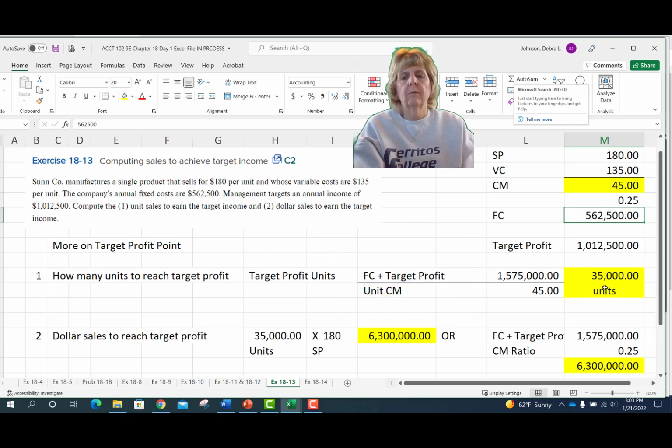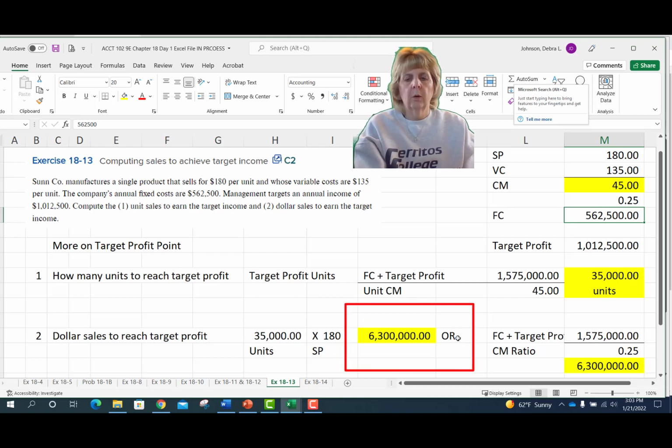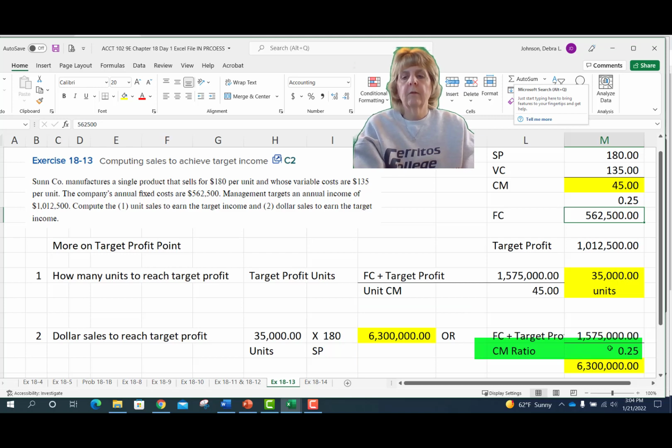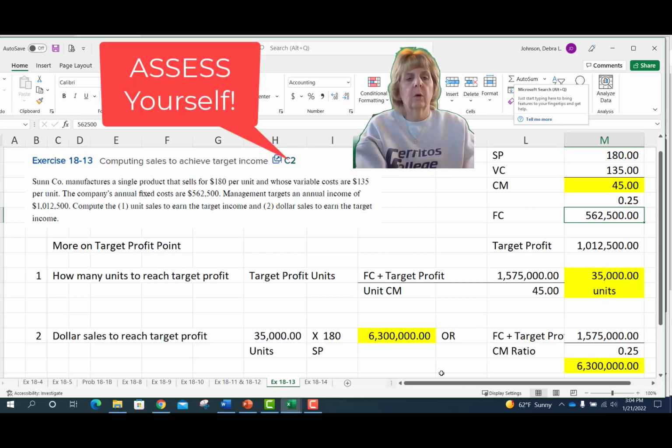Number 2 wanted you to convert the units into sales dollars. You can do that one of 2 ways. I took a shortcut by taking the 35,000 units multiplied by the sales price of 180. When I did that, I got an answer of 6.3 million. Or you can convert the formula to dollars by dividing by the contribution margin ratio, that 25% that we just computed. Either way, you'll get the same answer. By now, you should be starting to feel comfortable with the target profit approach.